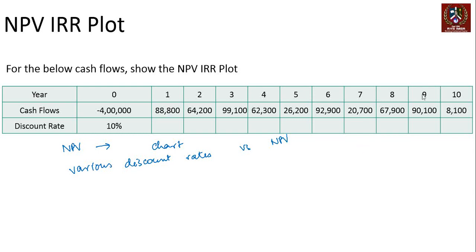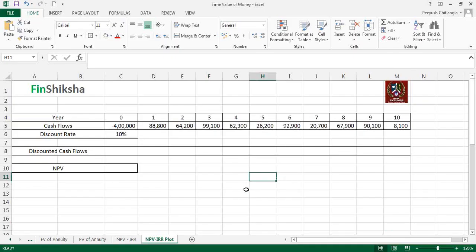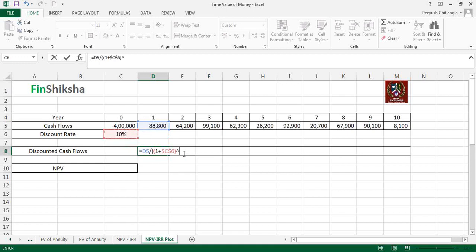So let's go to an Excel file and try and sort this there. So this is the question that comes to us, that your initial cash flow is minus 4 lakhs, and then you make all these cash flows that come here, right? You can do it both ways. Let's try it both ways. We take the cash flow and we discount it with the given discount rate, freeze the discount rate, raise to the power the year in which the cash flow is happening, right?